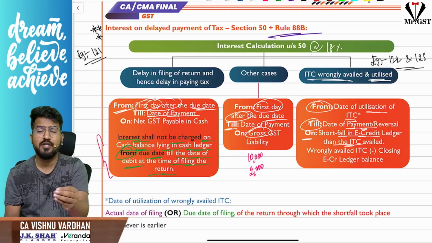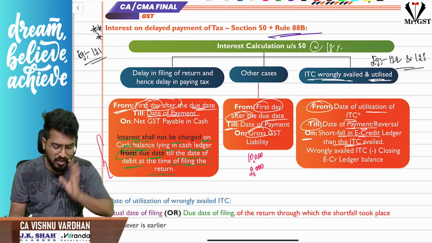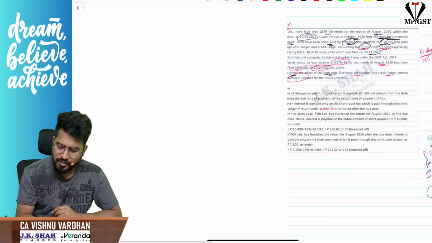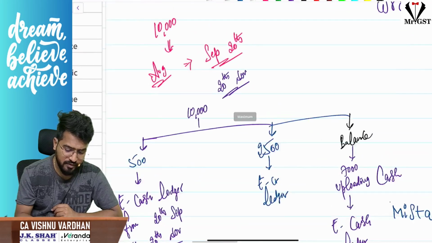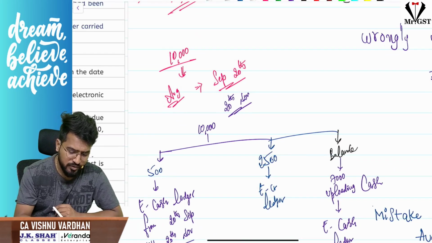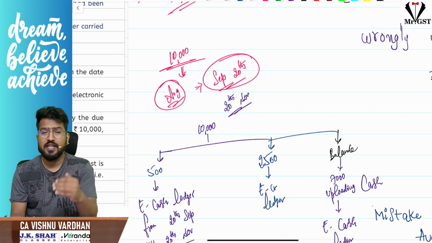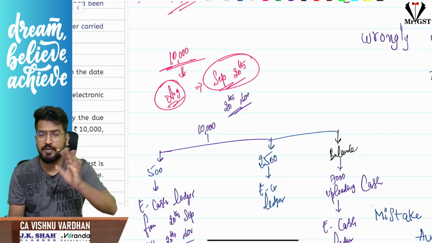And you know, the interest will come on net liability. There is one small amendment here, one important amendment. That is, for example, listen carefully, very important point. Sir, you have 10,000 liability, and this is August month liability, and you have to file the return by September 20th, and you should be paying the taxes.